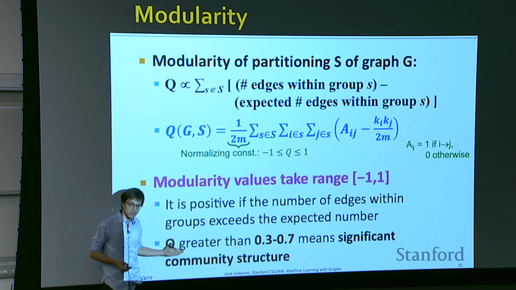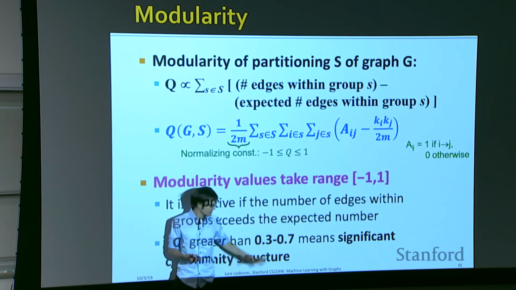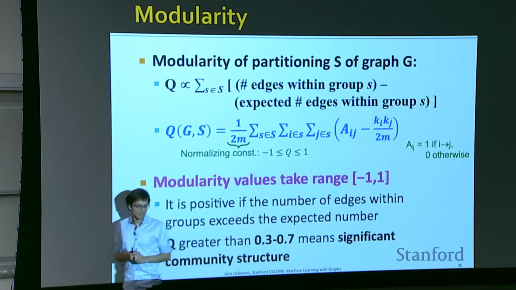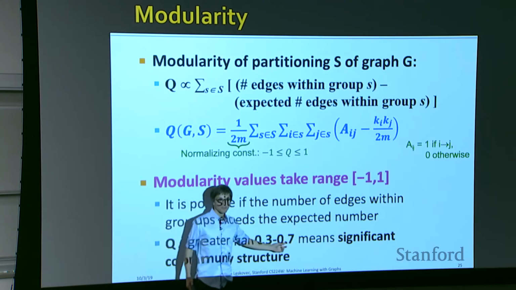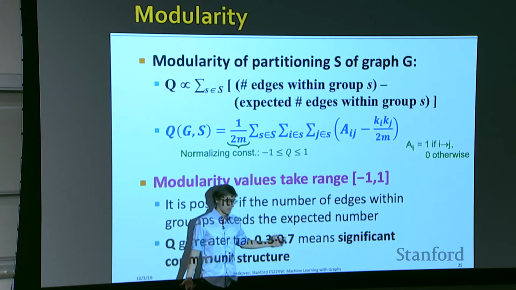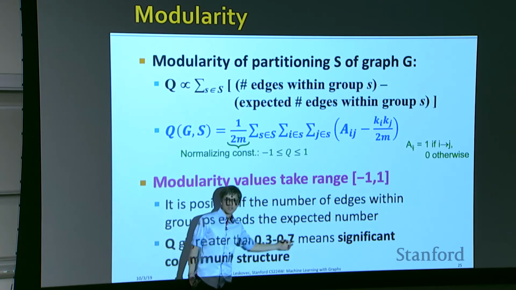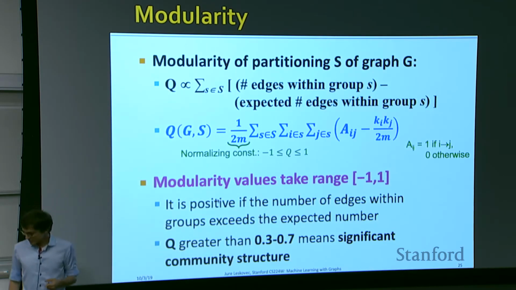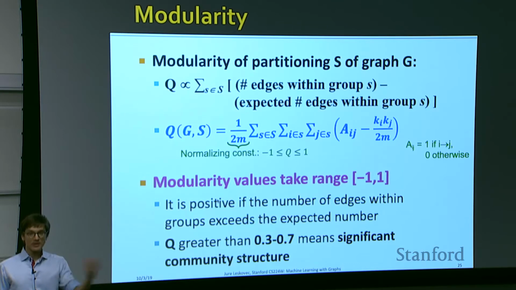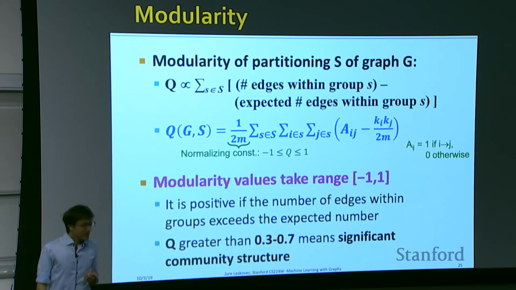And what people usually say is if your modularity is between 0.3 and 0.7, then you have significant community structure. Of course, if it's 0.95, it's even better. But in practice, these are kind of the ranges of the value that people have seen. Now, of course, what your question also is what happens on the negative side? What if it's negative?